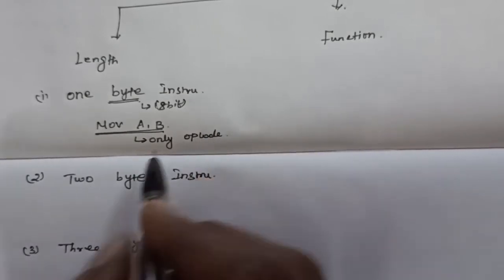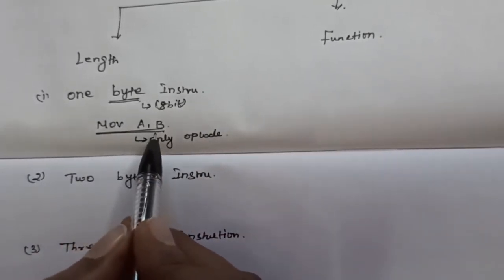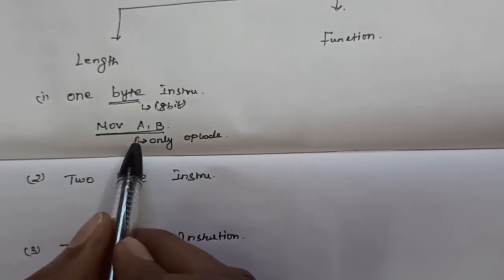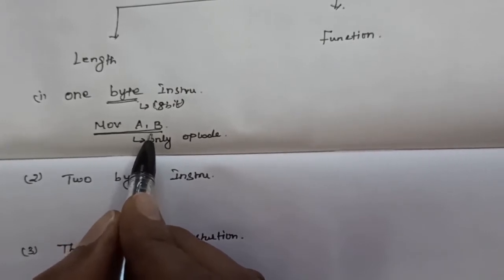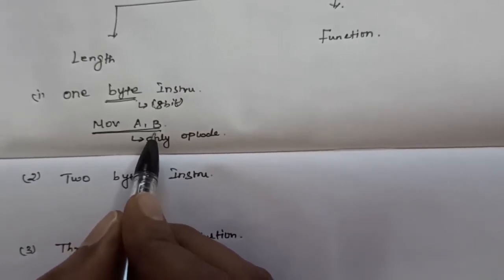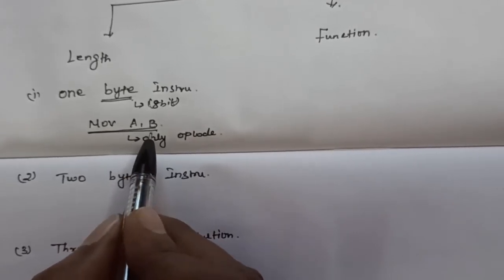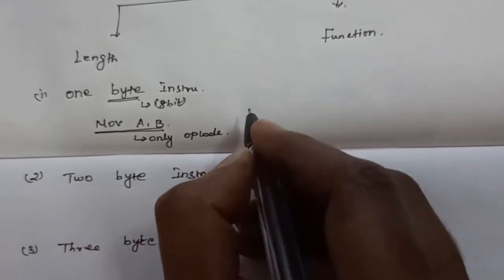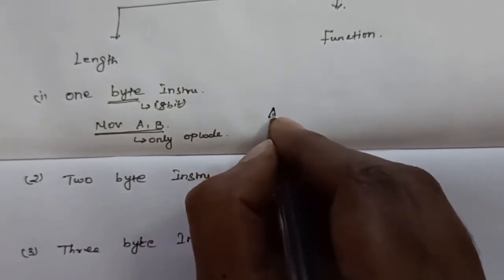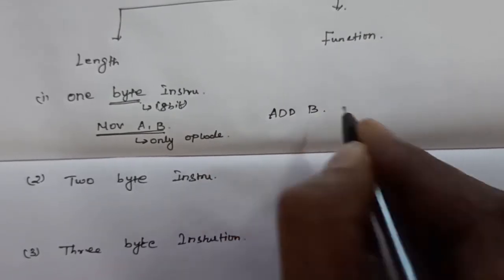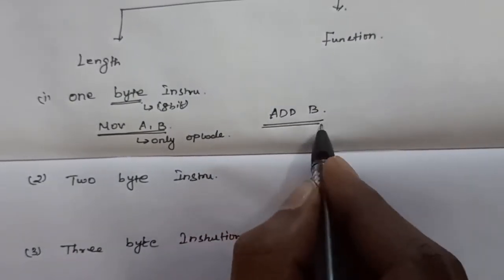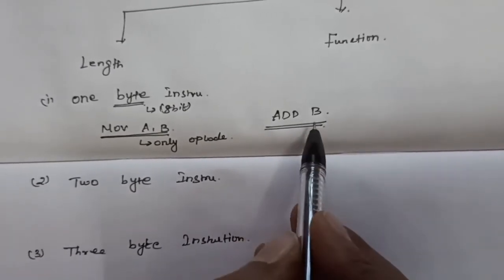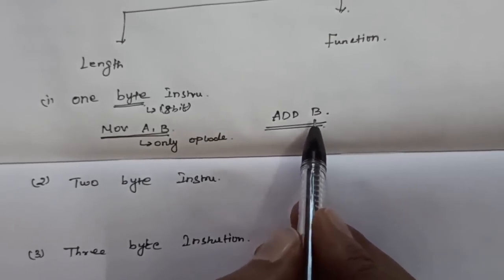So here the 1 byte instruction example is MOV A comma B, just transferring the data from B register to A register. In this instruction itself there is no 8-bit immediate data or direct address passing. Only opcode is present, that type of instruction is called 1 byte instruction. Another example, ADD B. In this instruction also only opcode is present, there is no operand. The operand is placed in the B register.